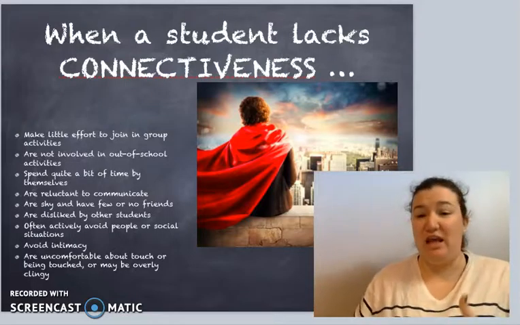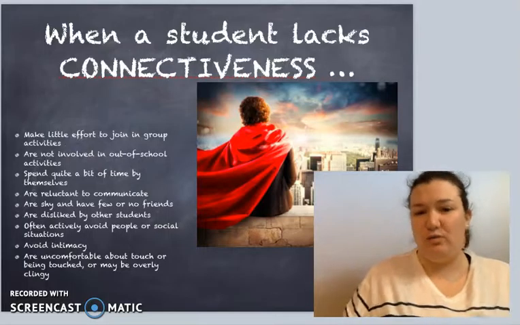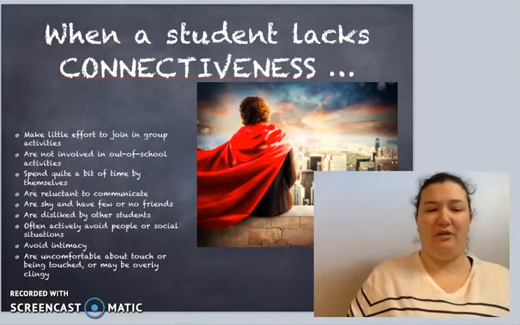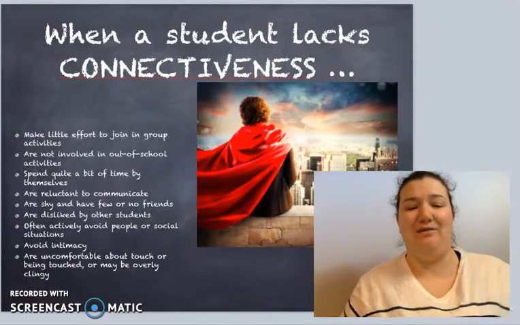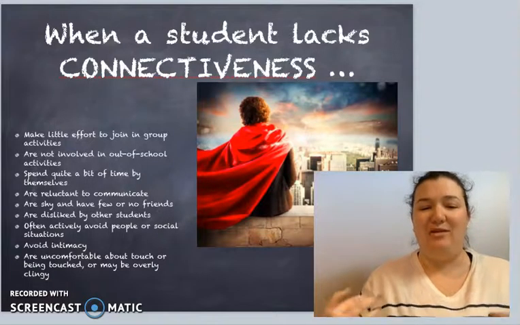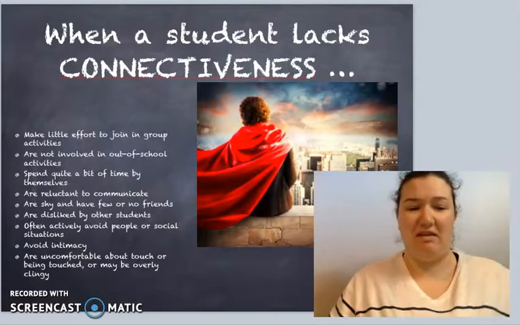They don't really want to communicate with you as the teacher or with other students, or even people in the lunchroom, other staff members and stuff like that. They're shy, usually don't have a lot of friends. They're usually disliked by other students because those other students never got to feel that bond with them, and they're often uncomfortable about touch or being touched, or on the opposite side, could be very clingy.